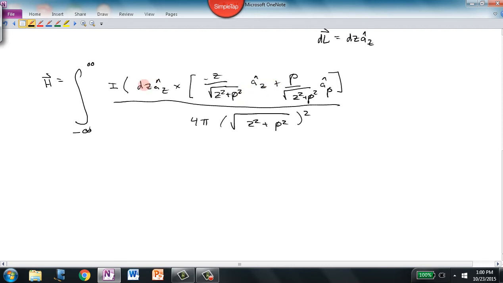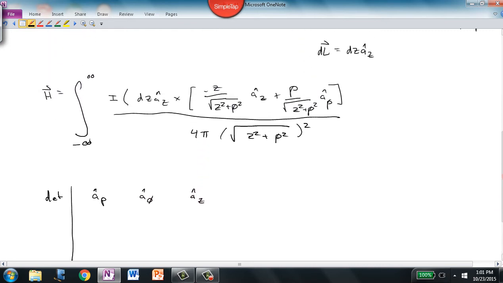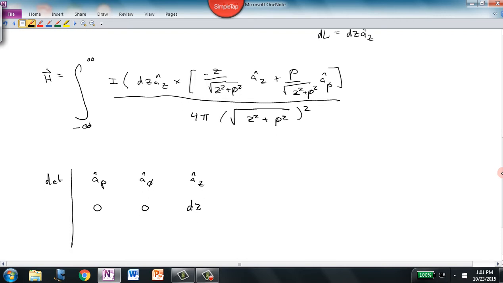The first step to solving this integral is that we need to perform this vector cross product in the numerator right here. So the method that I like to use to solve the vector cross product is the determinant method. So we'll take the determinant of, and remember we're in cylindrical coordinates, the cylindrical coordinates are rho, phi, and z. dz a hat z has 0 component in the rho direction, 0 component in the phi direction, and it's got a component of dz in the z direction.